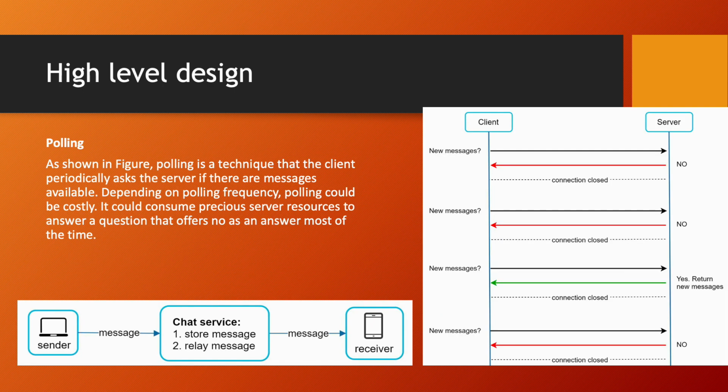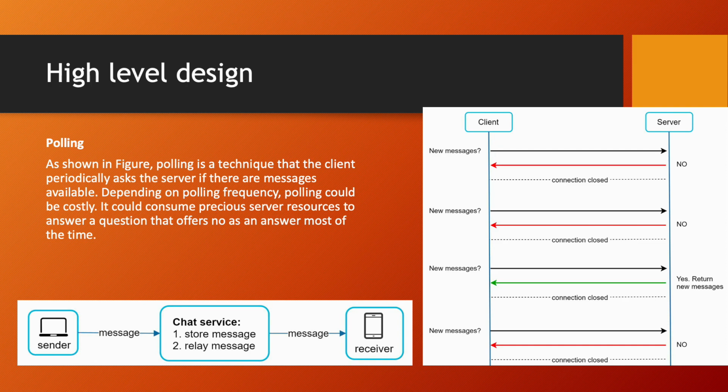Now, let's discuss briefly all these three options: polling, long polling, and WebSockets. Polling, as shown in the figure here, is the technique where the client periodically asks the server if there are messages available. Depending on the polling frequency, polling could be costly. It could consume precious server resources to answer a question that offers no as an answer most of the time. So as you can see on the right hand side diagram, there's a client. It asks for new messages, server says nope. Again asks for new messages, nope.